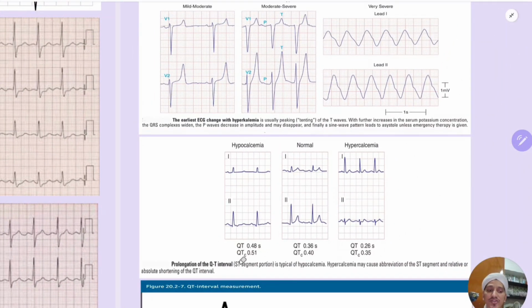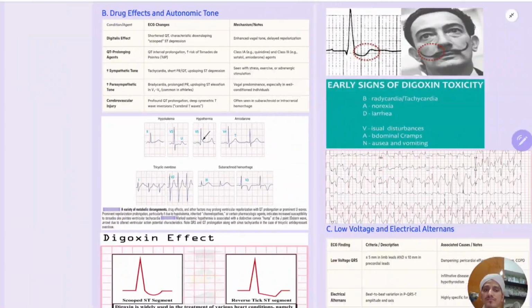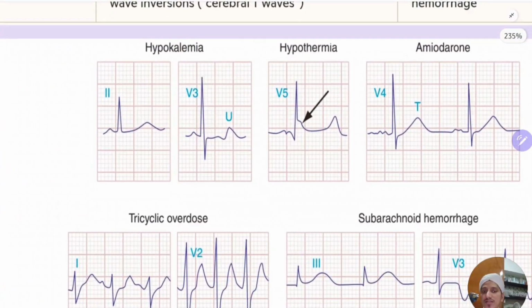No need to calculate the corrected QT interval, because nowadays all modern ECGs mention the QT interval in milliseconds. I have not shown the ECG of hypokalemia. Here you can see the ECG of hypokalemia. See here, a prominent U wave is the earliest sign of hypokalemia. Repolarization is prolonged. You can appreciate flat T waves, and prominent U waves. That is the earliest sign of hypokalemia.